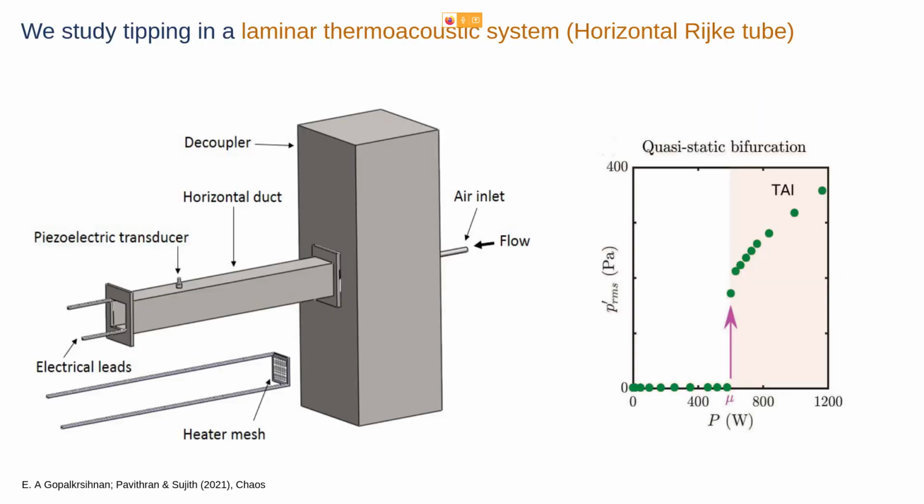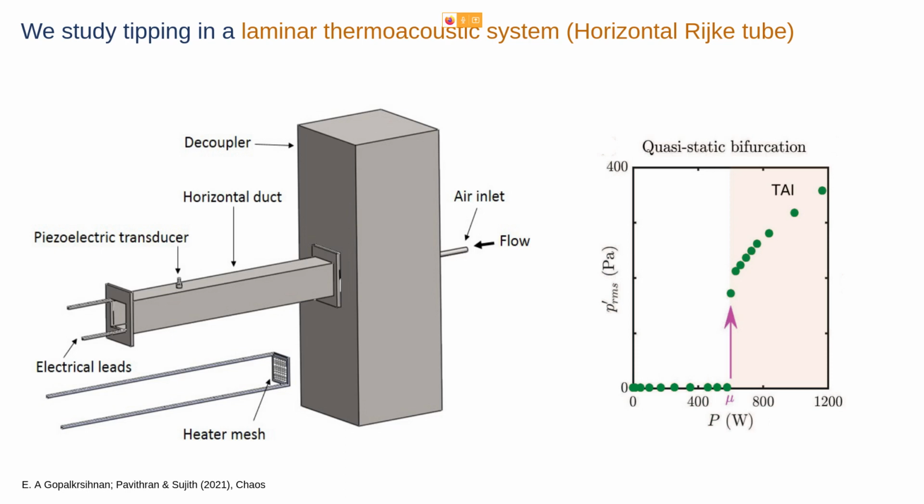So as I told, in the laminar thermoacoustic system called the horizontal Rijke tube, we have a mesh positioned at a particular location, and we heat this mesh using an electrical DC power supply, and we have a pressure sensor mounted on this tube to measure the acoustic pressure fluctuations present in the system. And as I told, we have an airflow coming through, and a decoupler decouples it. So now, from a nonlinear dynamics perspective, what is useful here is this kind of oscillations.